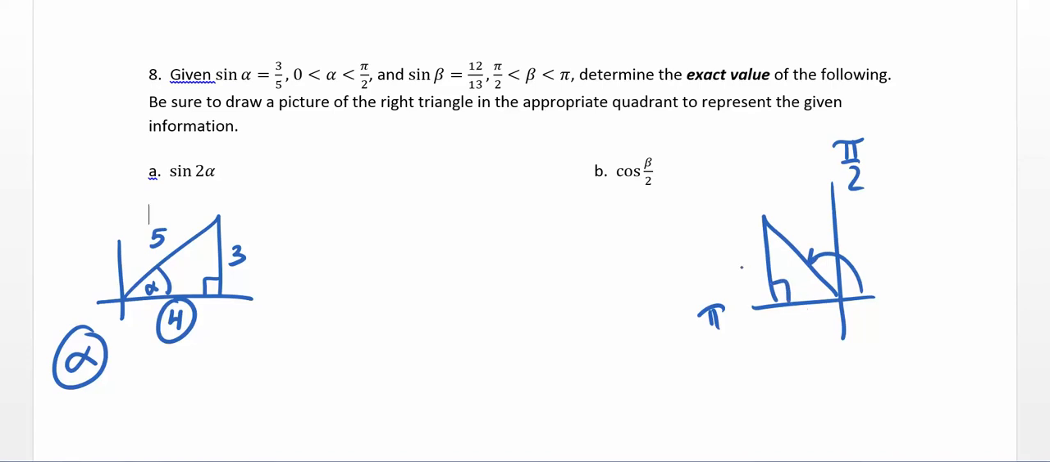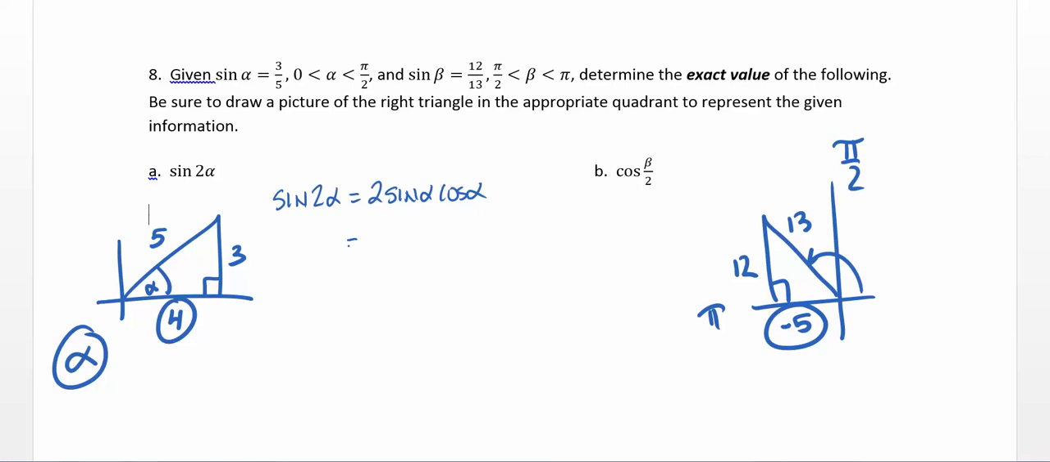I know the sine is 12/13. So that means since sine is opposite over hypotenuse, that means the adjacent side has to be a 5, but in quadrant 2 it needs to be a -5. Once I have all the pictures drawn, then we can go ahead and solve for the sine of 2 alpha, which is going to be 2 times sine alpha cosine alpha.